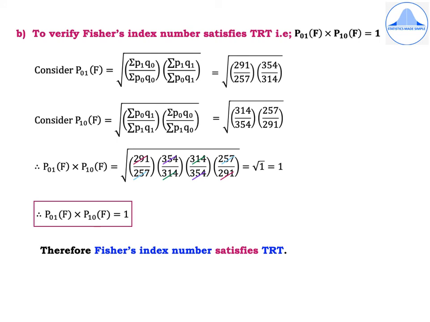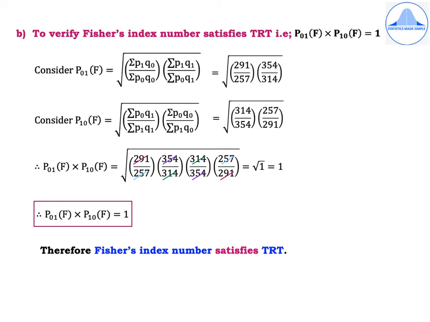Subdivision B, to verify Fisher's index number satisfies TRT. Is P01 of F into P10 of F is equal to 1. So let's consider P01 of F, which is root of summation P1 Q0 divided by summation P0 Q0 into summation P1 Q1 divided by summation P0 Q1, which is equal to root of 291 divided by 257 into 354 divided by 314.